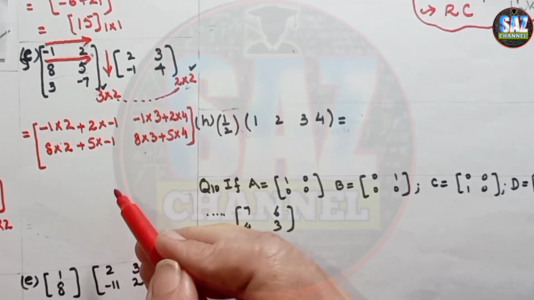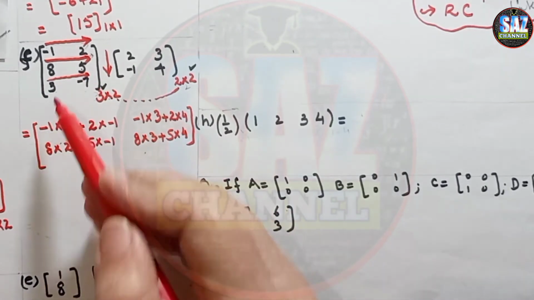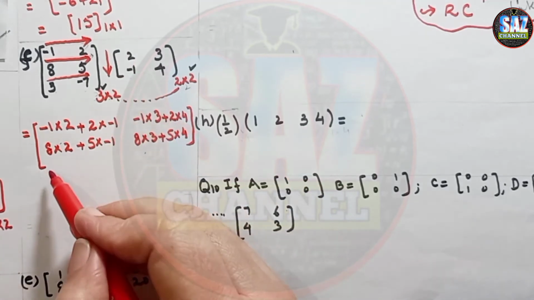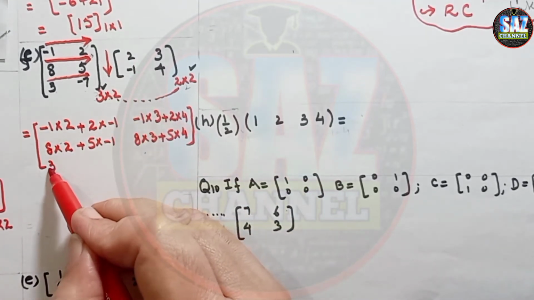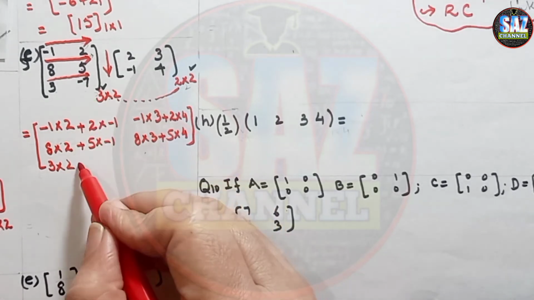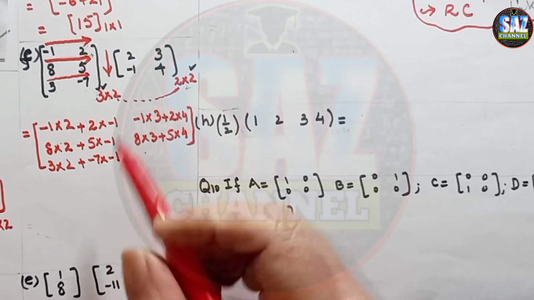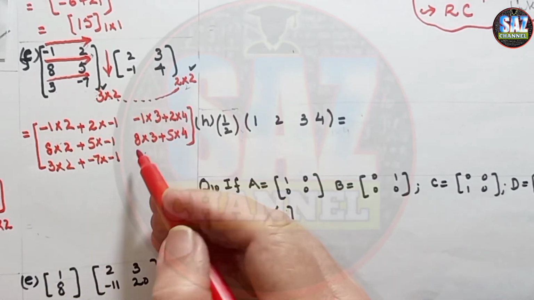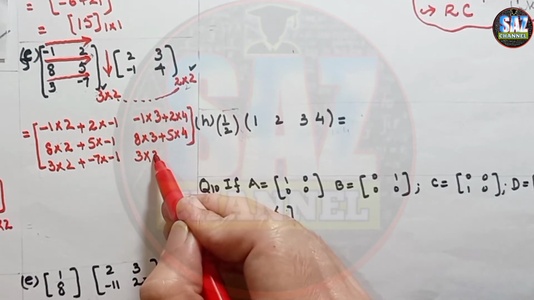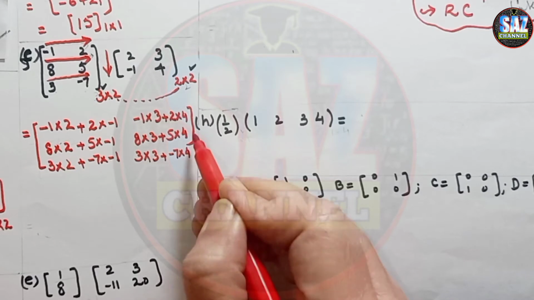And then I have to pick up the third row and repeat with the second matrix complete. Okay, 3 multiplied by 2, and then I have to multiply this -7 by -1. Then 3 will be multiplied by 3 plus -7 will be multiplied by 4.